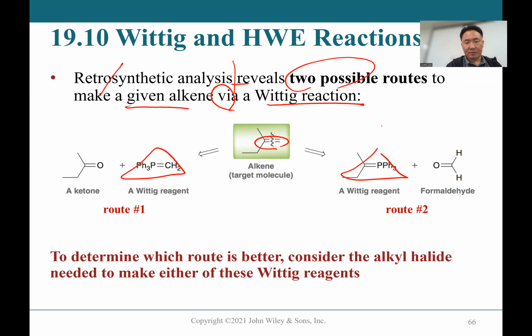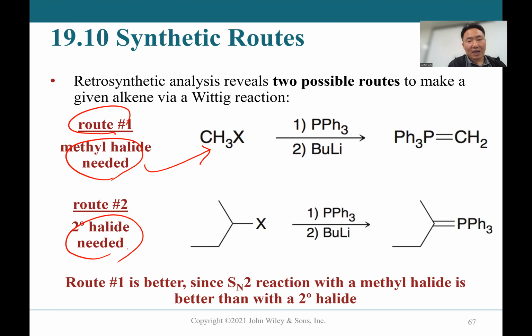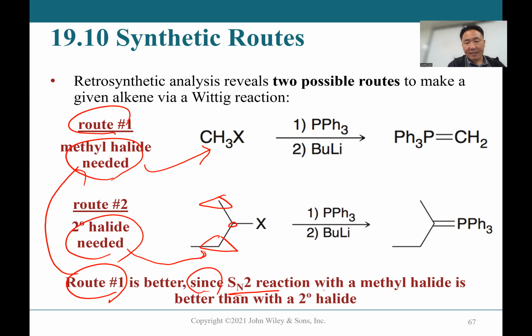To determine which route is better, consider the alkyl halide needed to make either of these Wittig reagents. For route number 1, you would use a methyl halide. For route number 2, you would need a secondary halide. On this carbon, you can see two alkyl groups, so it is a secondary halide. Route number 1 is better, since the SN2 reaction with a methyl halide is better than with a secondary halide.